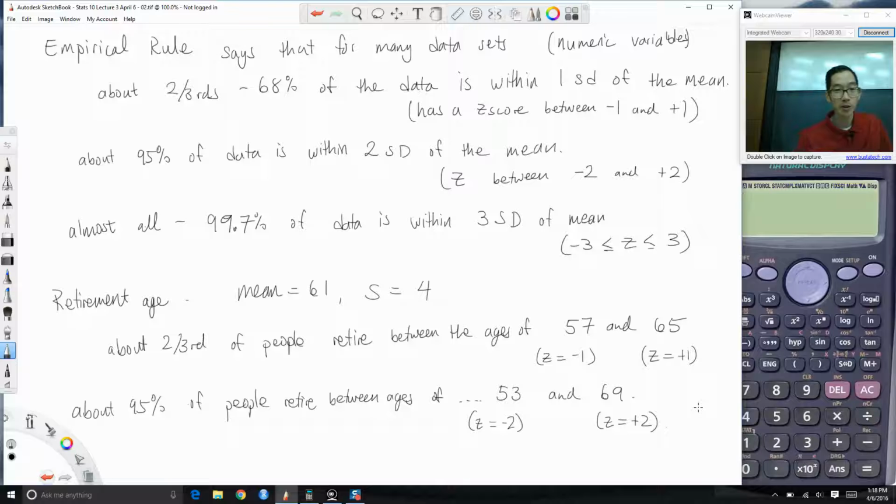Okay, so these are good numbers to memorize here. So the empirical rule is also known as the 68, 95, 99.7 rule, okay? Because that's just 1, 2, and 3 standard deviations away from the mean, okay? And it's true for many data sets, not true for all data sets. Especially, it comes from the normal distribution, which we'll talk about next week and whatever.